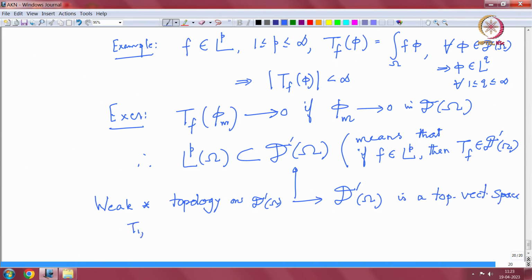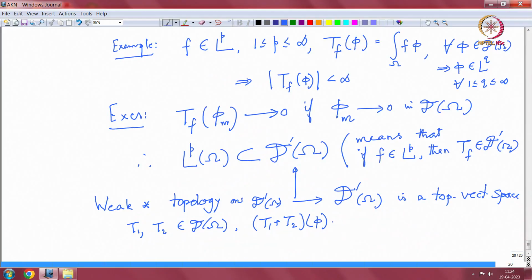Of course, if T1, T2 are in D prime, then T1 plus T2, these are trivial things to make it a vector space structure. When you have a set, the important thing is to give a vector space structure and a topological structure, making it an algebraic structure as well as a topological structure, and then link them through continuity. These operations are continuous. So, it is important to decide what kind of convergence, what kind of algebraic structure, what kind of geometric structure, and how you combine them. That will make the topological vector spaces. So, T1 plus T2 of phi is equal to T1 of phi plus T2 of phi, and T1 of alpha phi is equal to alpha T1 of phi.